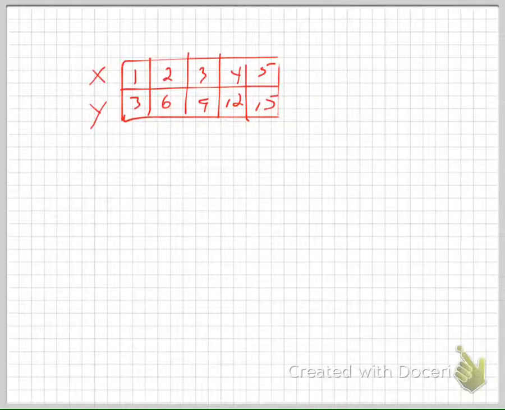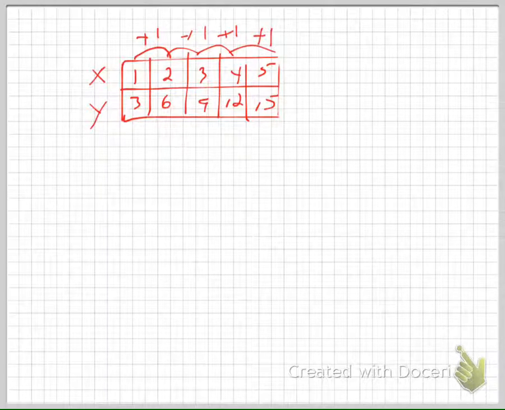What is true about this? If I was to graph this, what would it look like? This is a line. How do you know what's going on? It's consistent. From here to here is plus 1. From here to here, plus 1. Here to here, plus 1. Here to here, plus 1. Here to here, plus 3, here to here, plus 3, here to here, plus 3.